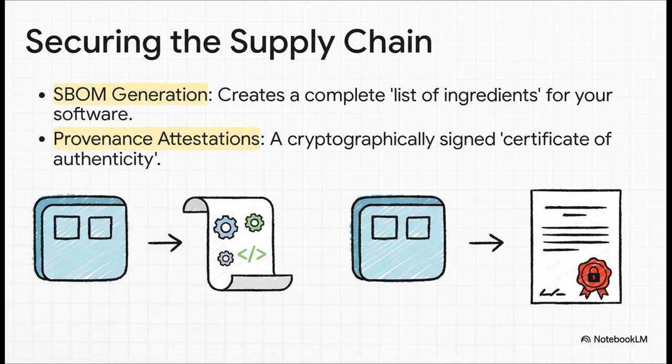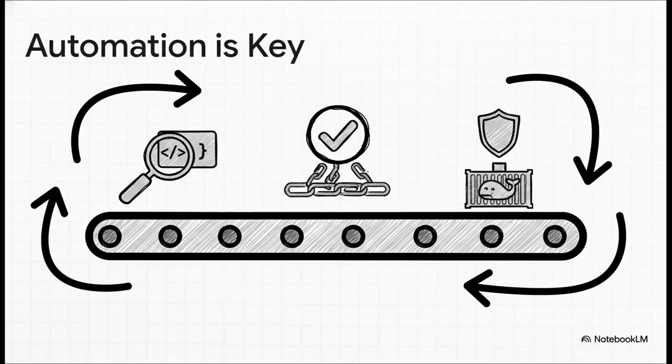And second, it creates something called provenance attestations. This is basically a tamper-proof digital certificate of authenticity that proves your code is the real deal and hasn't been messed with. And the key to all of this?